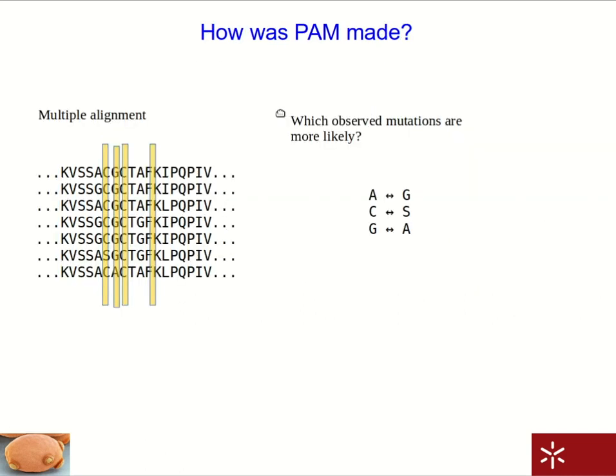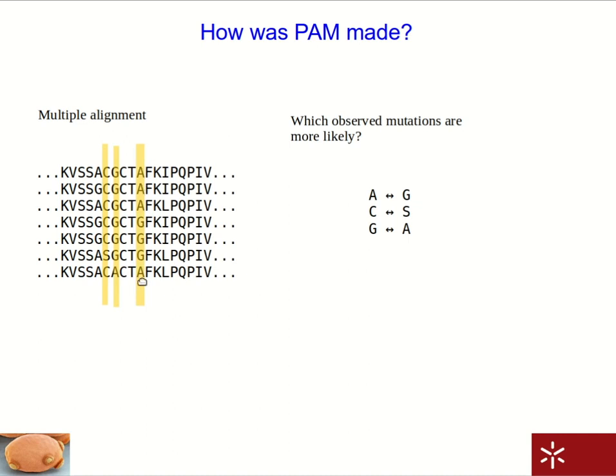So the PAM matrix was made simply by aligning lots of sequences that were quite similar, so the alignment was not difficult. And then they actually looked at differences. So they were very easy to align in a good way. Whenever there was a difference, this would be taken as data for a certain transition. We look at this simple example here.